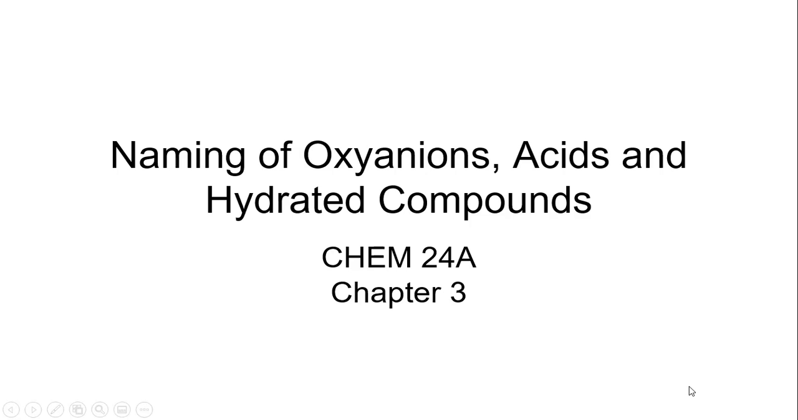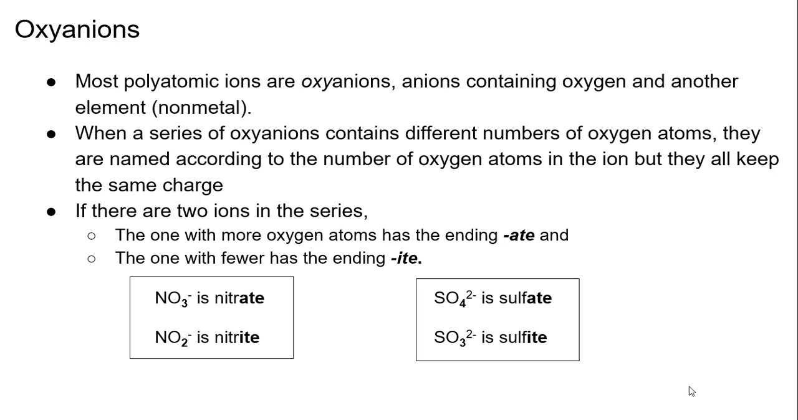Hi class, today I'm going to be covering naming of oxyanions, acids, and hydrated compounds. Oxyanions. Most polyatomic ions are oxyanions. They are anions that contain oxygen and another element that's a nonmetal.